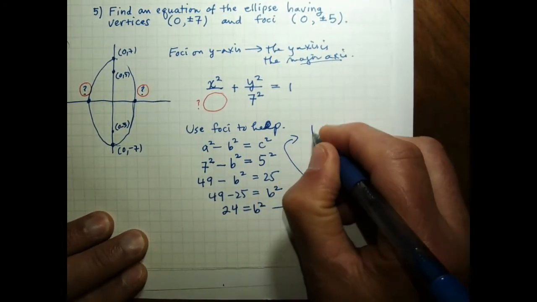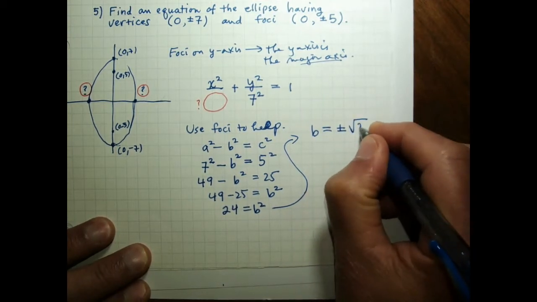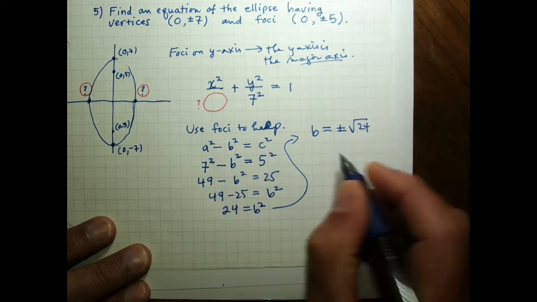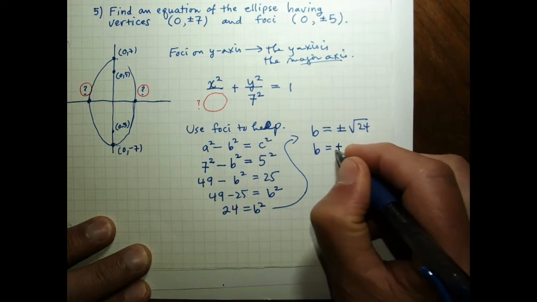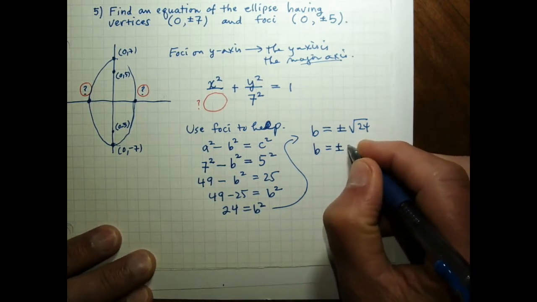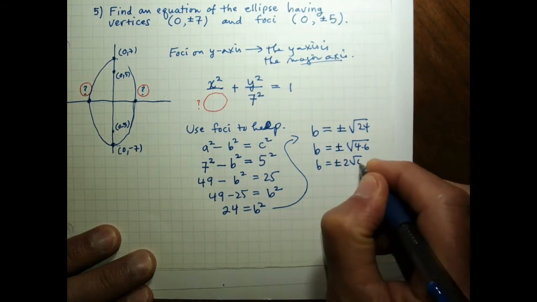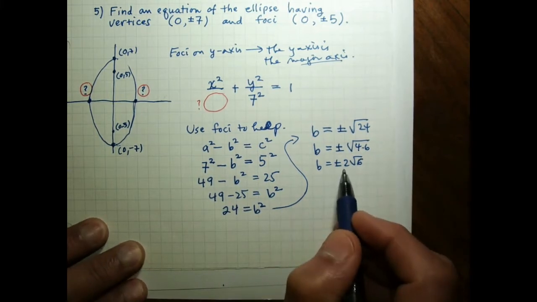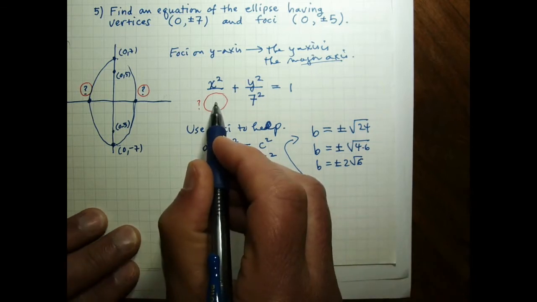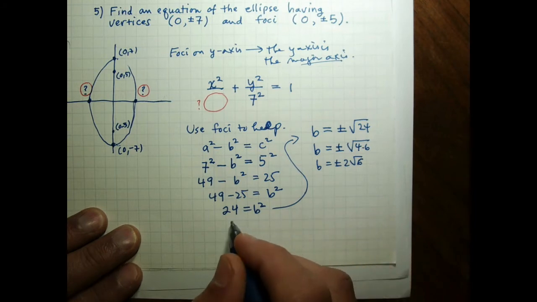So b is plus or minus the square root of 24, but actually, we don't even have to simplify. I guess I could simplify that. B is plus or minus the square root of 4 times 6. So b is plus or minus 2 radical 6, which I think we've seen before in this section somewhere. So those are my x-intercept values for sure, but what we need in the denominator under the x squared is the value of b squared.